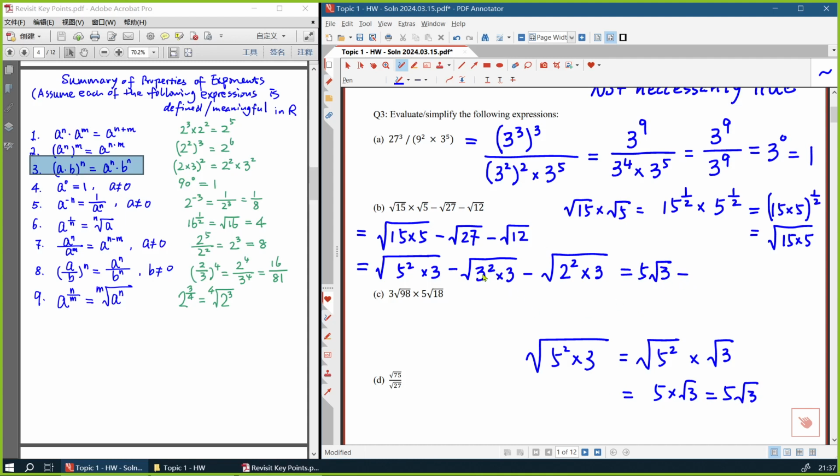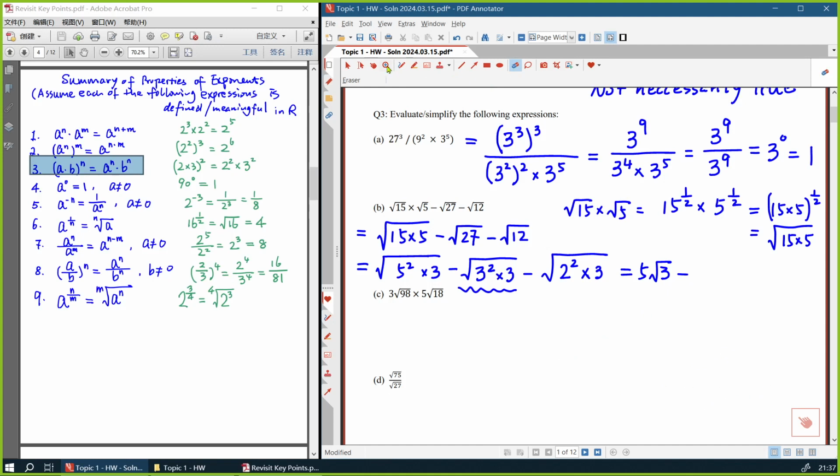And follows the same rule. What is the second expression? Can you tell me? Sunny? What is the result of square root of 3 squared times another 3? 27. Yes, of course, it's square root 27, right?